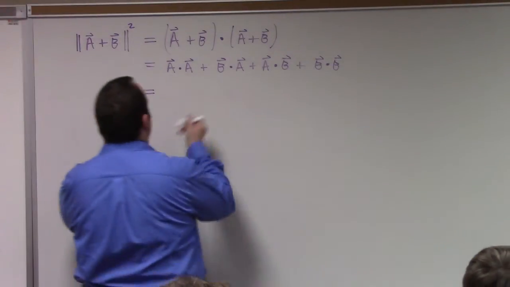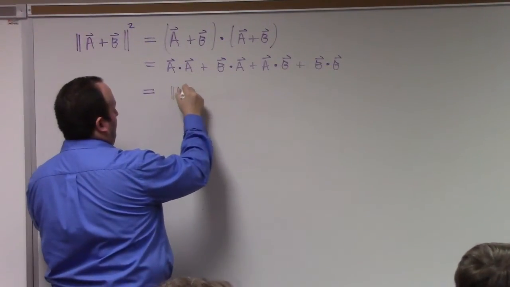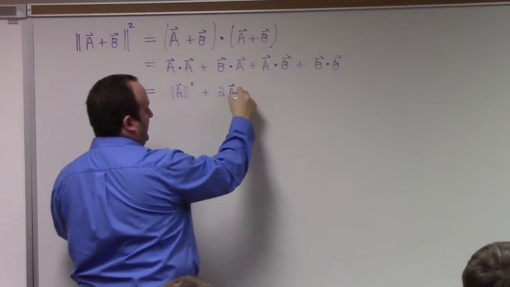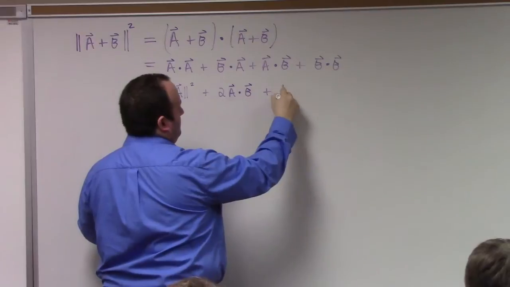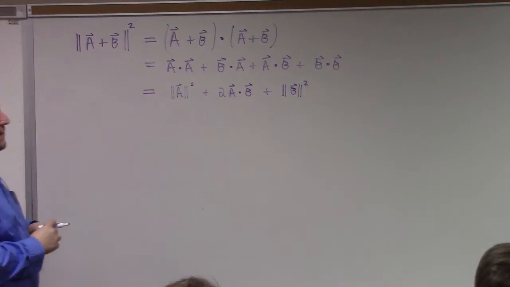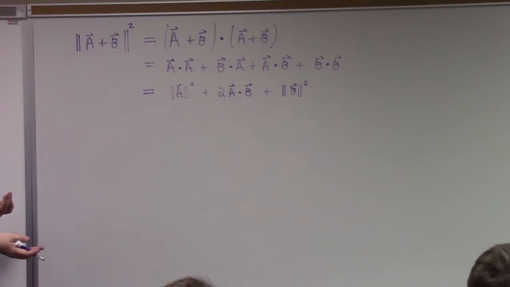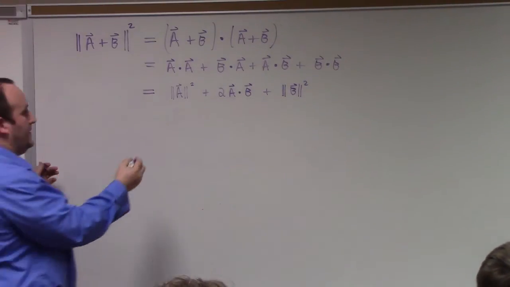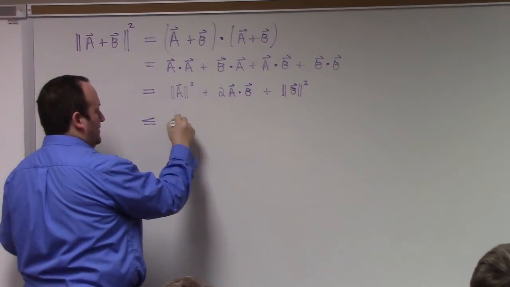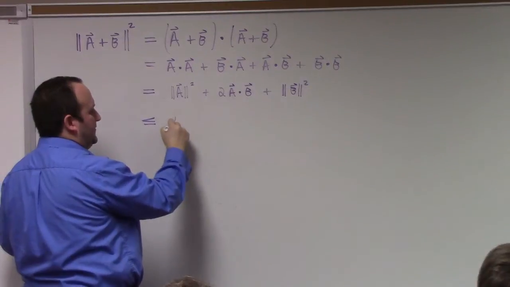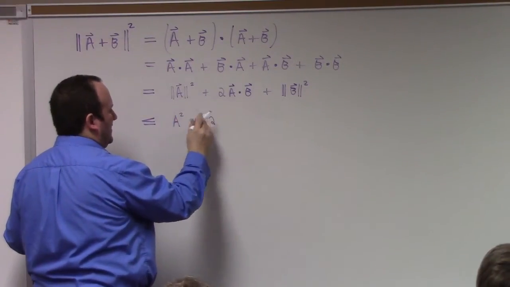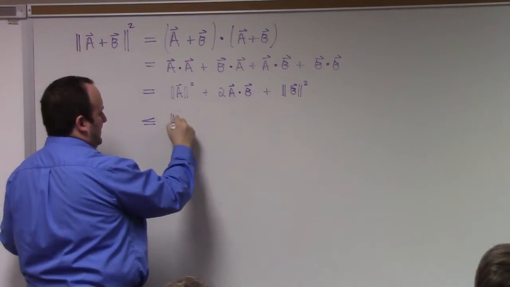So what do we have? This is the norm of A squared, and here we have 2A dot B. So what does the Cauchy-Schwarz inequality tell us? It tells us that this is less than or equal to, I'm getting very tired of this notation, so if you don't mind, I'm going to use A squared plus 2. Oh, fine. I've come this far.